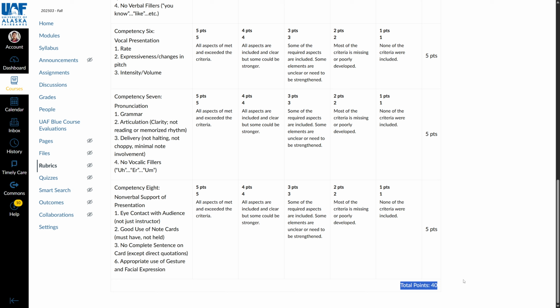Now, an important note on that is that let's say that you score 2s and 3s in all of these competencies and end up with a total score of 20 out of 40. That does not mean that you get a 50% on the assignment. There's a pretty significant curve, so I think if you get 20 points, that equates to about 75%, and then 30 something points gets you to about 90%. So don't think that a 20 out of 40 means you failed the assignment.